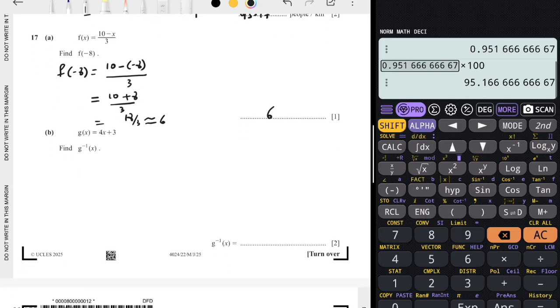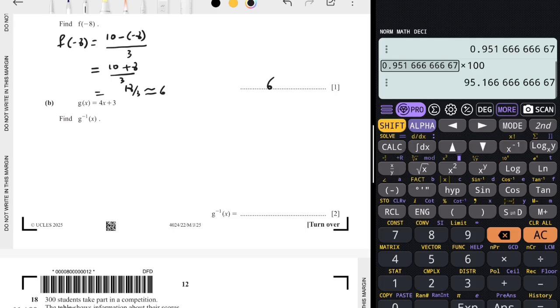Next part. There is another function g of x is equal to 4x plus 3. Find the inverse of g. So we'll suppose a dummy variable. Let y be equal to 4x plus 3. Now we are going to make x the subject. So 4x plus 3 is equal to y, so 4x is equal to y minus 3.